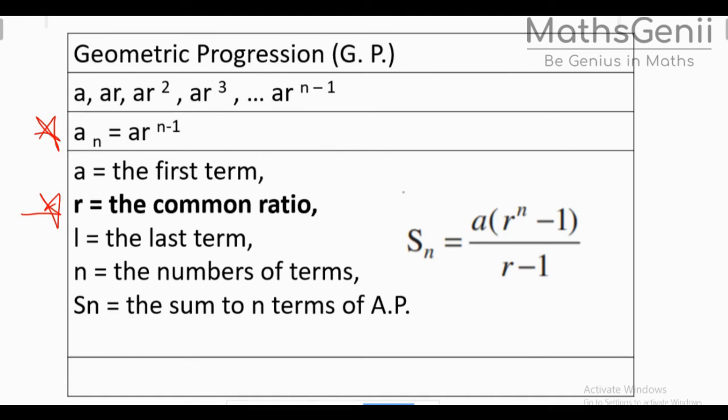For example, you wanted to find the fifth term. So in place of n, you will put 5. So n minus 1, so 5 minus 1 is 4. So it's that simple. Then the Sn formula for GP, you have it as this. Correct? Now we will do examples so this will get more clear.